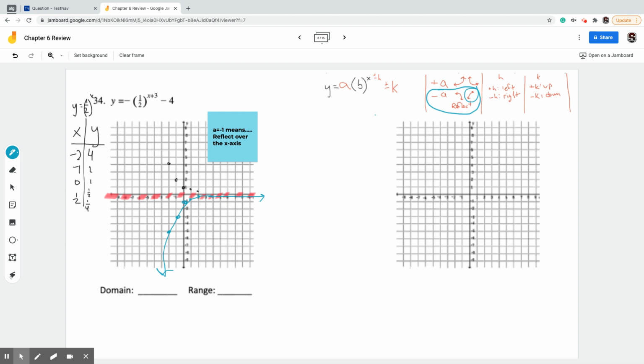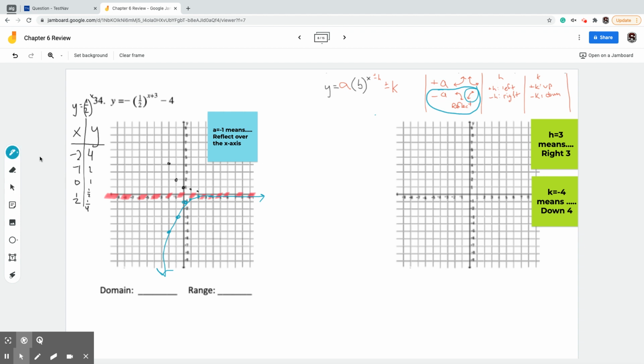Okay. Now I need to identify my h's and k's and see how it's moving. So I have an h of 3 and a k of 4. The h is positive and the 4 is negative. Pause now and see if you can identify left, right, up, and down.